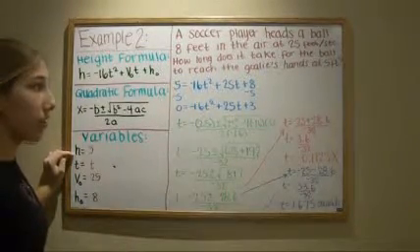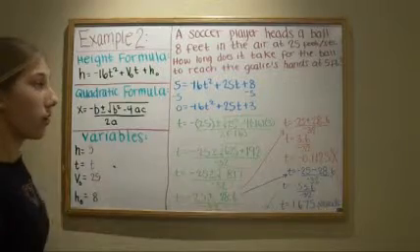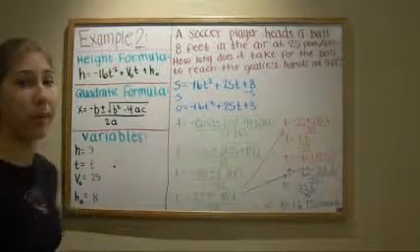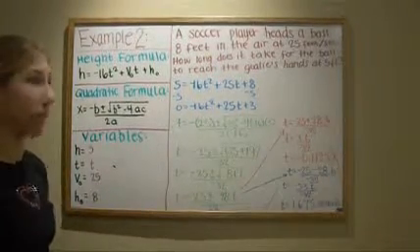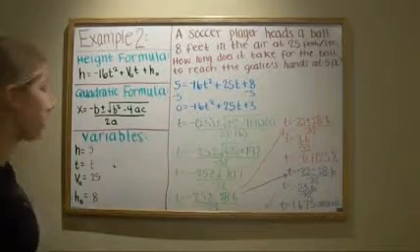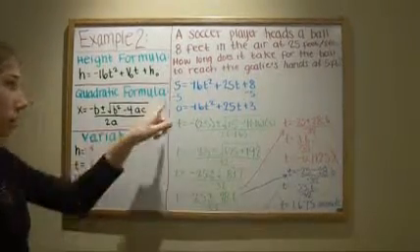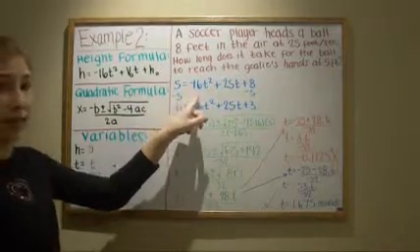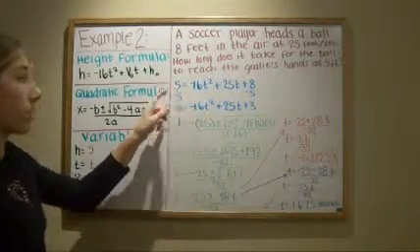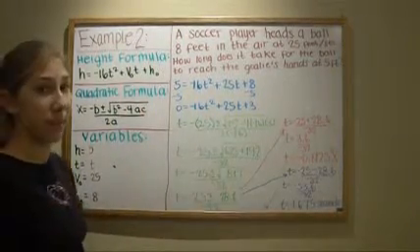The height is 5 because we're trying to find the time it takes for the ball to get to the goalie's hands, which is 5 feet. So you plug these variables into the equation. 5 equals negative 16t squared plus 25t plus 8.